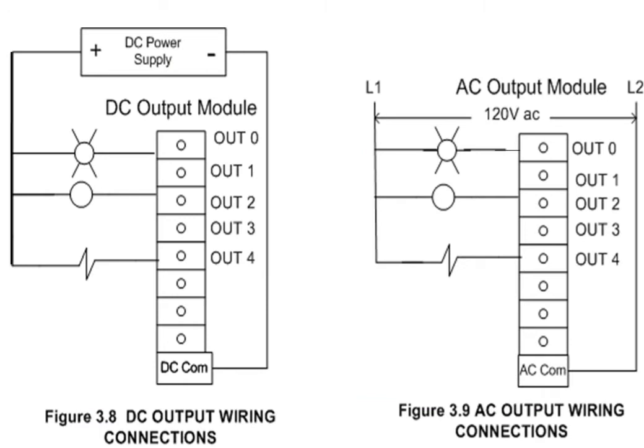This is how it looks like both for DC and AC. We have chosen 120 volt AC for example. So there is nothing much to be seen over here. This is just a pin diagram as we can see.